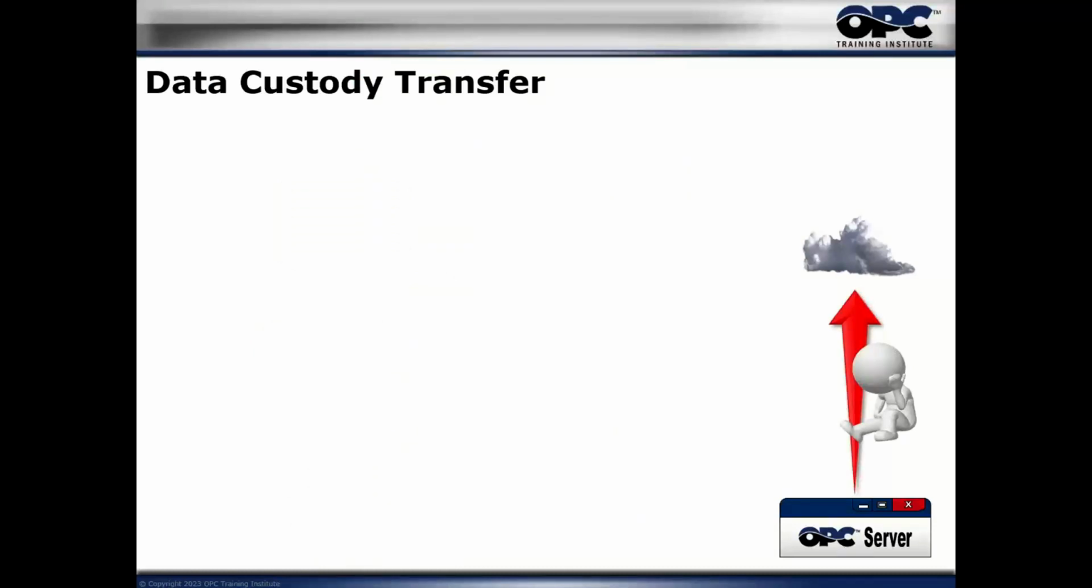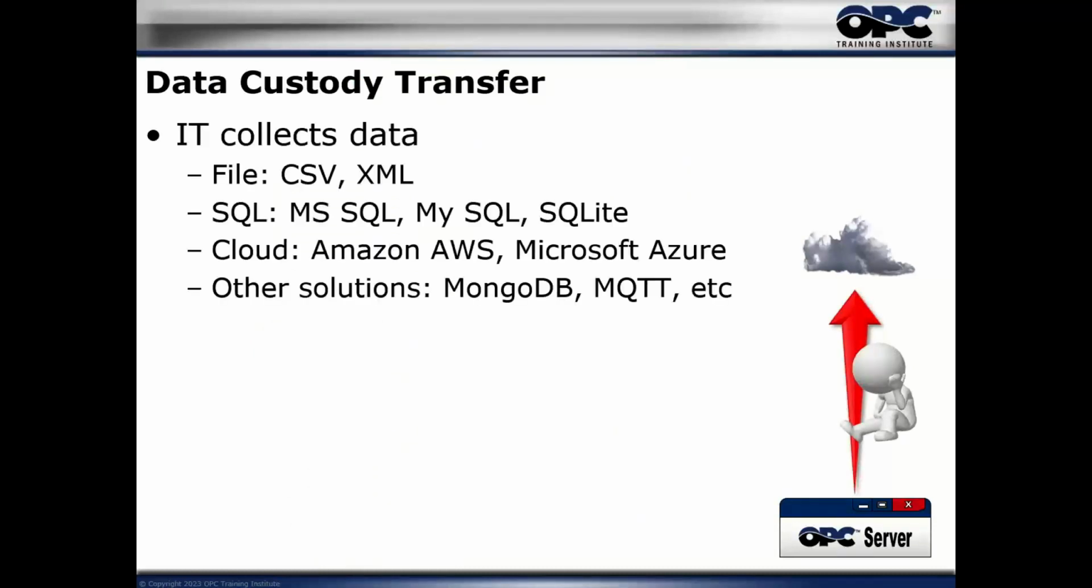So the data custody transfer from automation to IT. Well, IT collects data, and they like to use CSV files, comma separated value files, or XML. Maybe they want to put it in SQL, like Microsoft SQL Server or MySQL or SQLite. Maybe they want to put it to the cloud, as in the internet, maybe Amazon AWS IoT. Maybe they want to put it in Microsoft Azure.